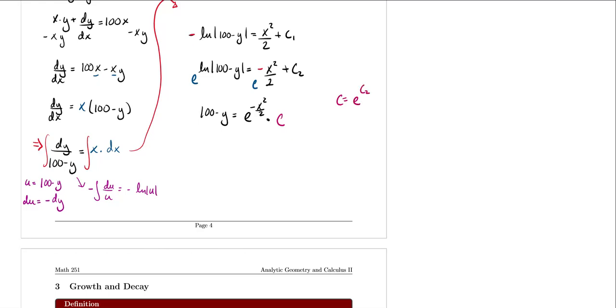Now we are very close to being done. We just need to get the y by itself. So I'll simply add the y here and subtract everything here, which will give us y equals 100 minus e to the negative x squared over 2 times the c, which I guess I can rearrange here.